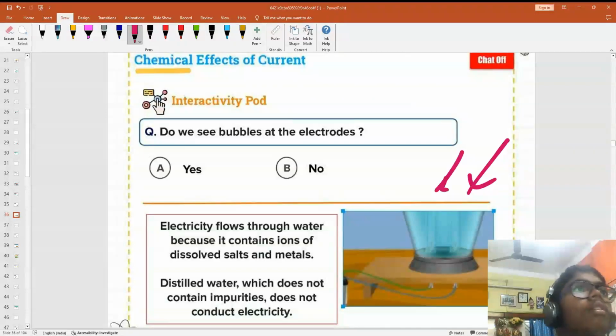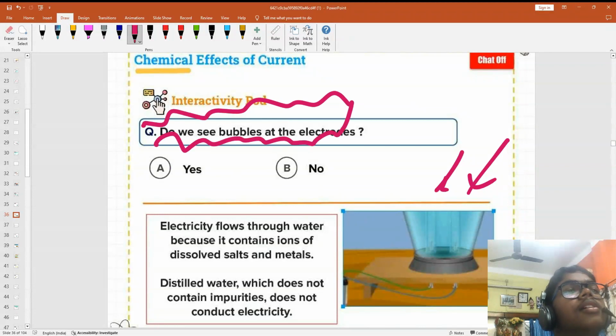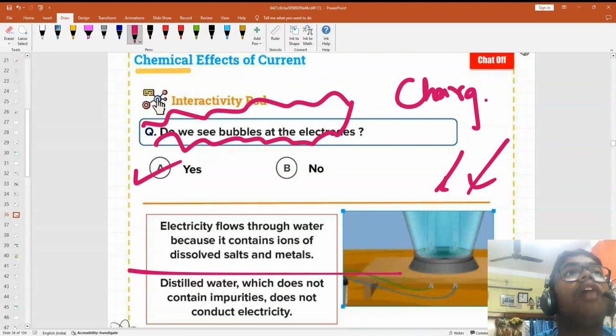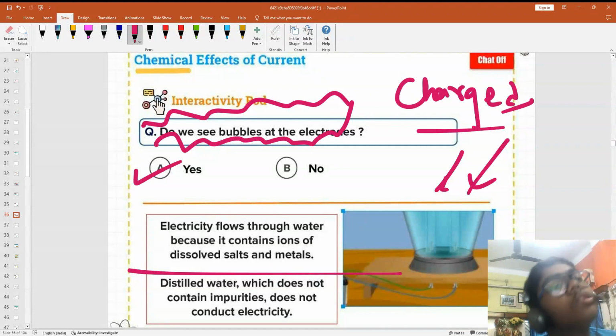what you will be seeing is bubbles. Yes or no? Yes, because electricity is flowing, right? It contains a lot of ions. Now it becomes a charged object; it is now containing the ions. So what is happening? We will be seeing bubbles.